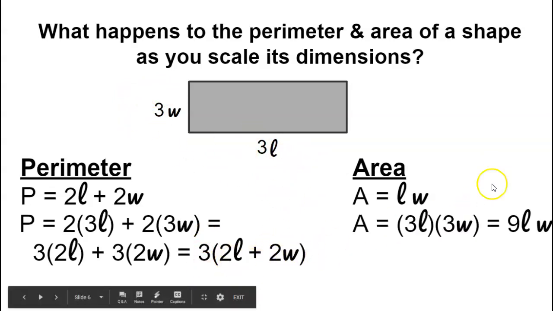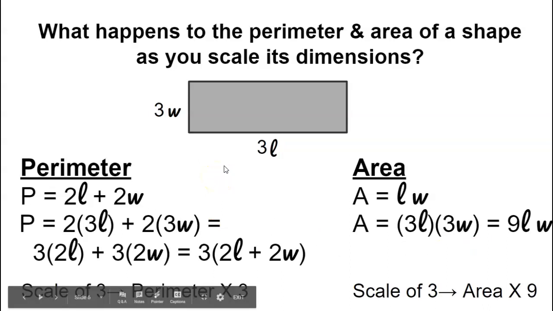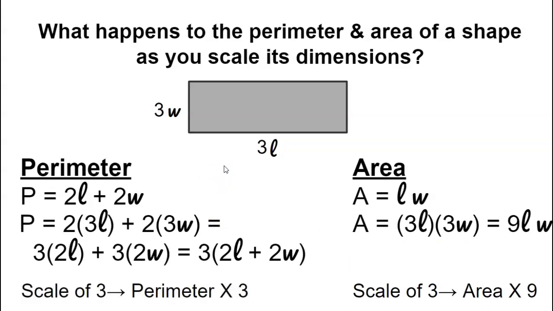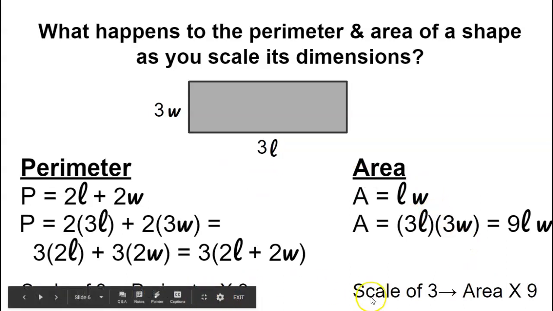Let's see what happens with the area. If we take the 3L length and the 3W width, when we multiply it, we get 9 length times width. So if we triple the dimensions, the area gets multiplied by 9. So the big thing that we want to notice here is that if we scale our shape by 3, the perimeter gets multiplied by 3. If we scale our shape by 3, the area gets multiplied by 9. So notice that the relationship between scaling the perimeter and the area is the square of the scale.